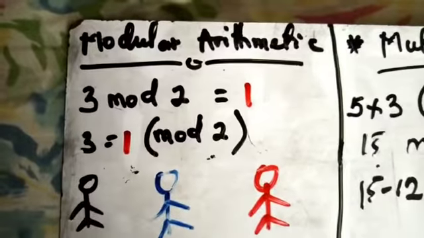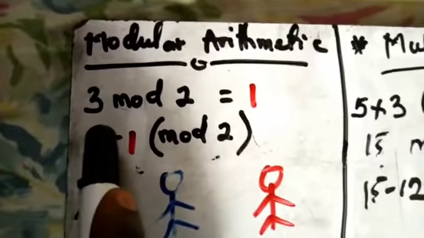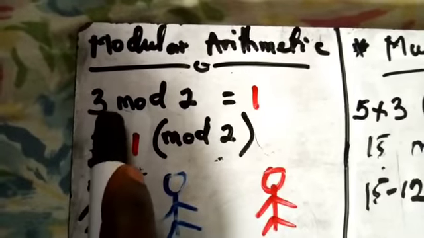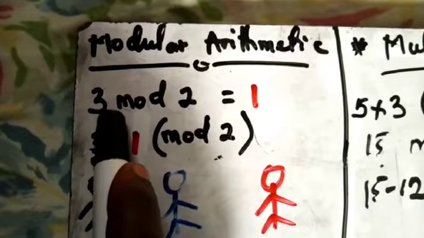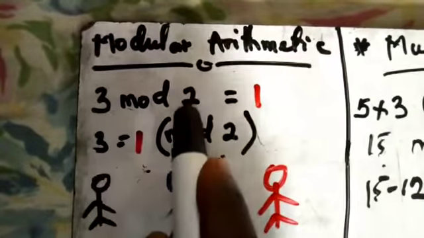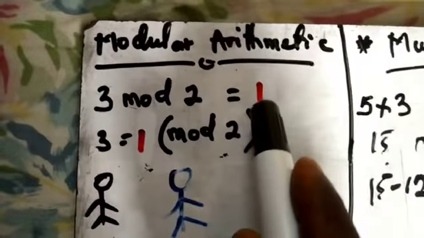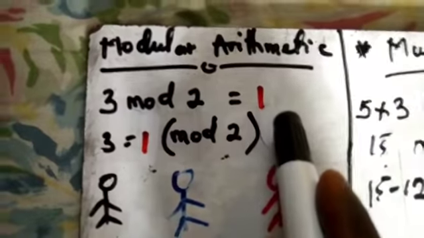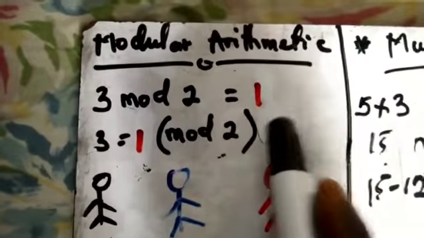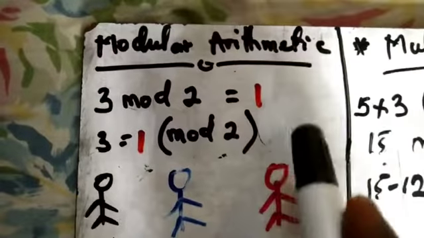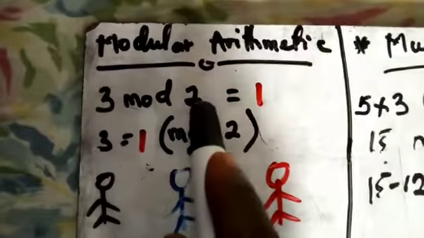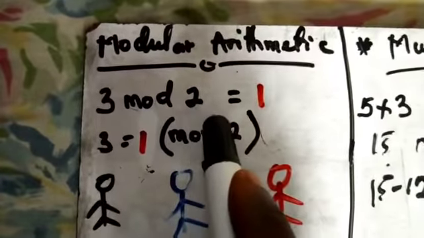What this means is that when I divide 3 by 2, the remainder is equal to what? 1. Not the answer. Pay attention: we are not interested in the answer that you get when you divide some number by a certain different integer over here.